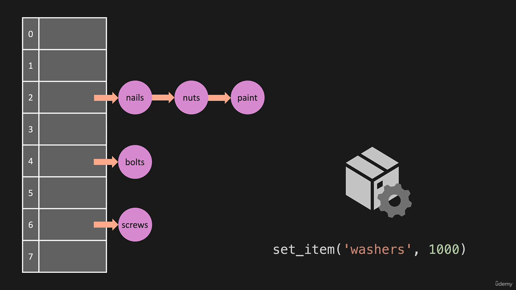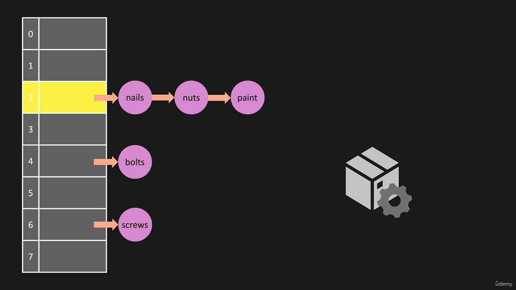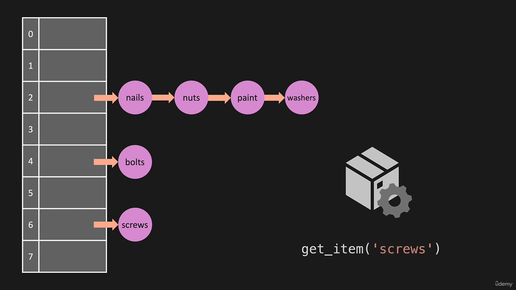So now let's look at setting an item. We run it through our hash method, and let's say that's going to be at the address of 2. We append that onto our linked list like that, and appending that is also O of 1. Now let's look at get. We'll say get item screws. That's going to give us the address of 6. It was O of 1 to find the address, and then one operation to find screws.